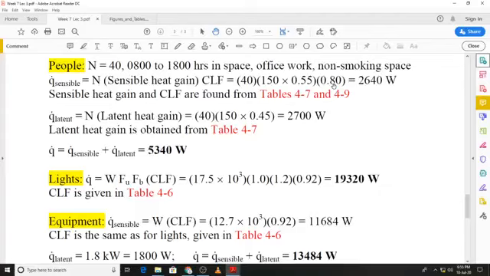Once we have got the sensible heat gain, we move on to the latent heat gain. Again, we need the value of the latent heat gain per person. We multiply it by the total number of occupants and then get the latent heat gain, and the total heat gain will be the sum of the sensible and latent heat gains. So you can see that again we need to refer to two tables, tables 4-7 and 4-9. One will give us the value of the sensible and latent heat gains, both are obtained from table 4-7, and the cooling load factor will be obtained from table 4-9. How do we find these values, that is what we need to look at next, and I will go to those tables.